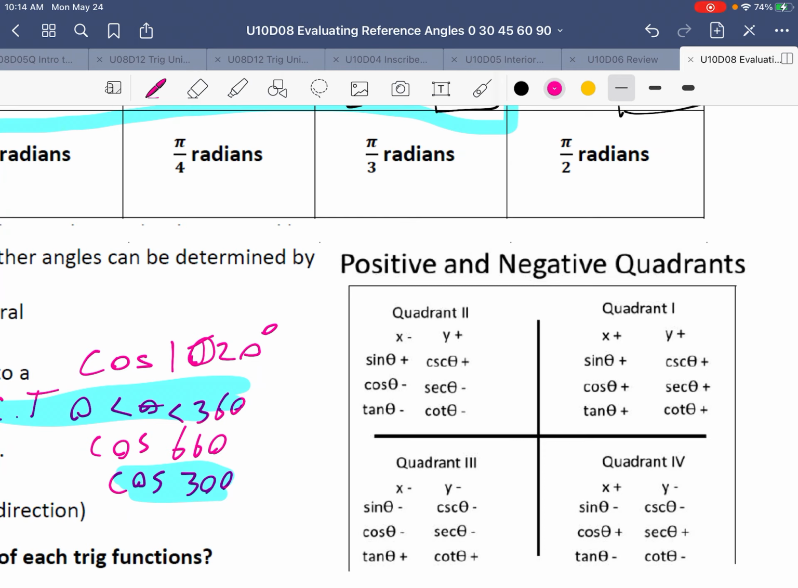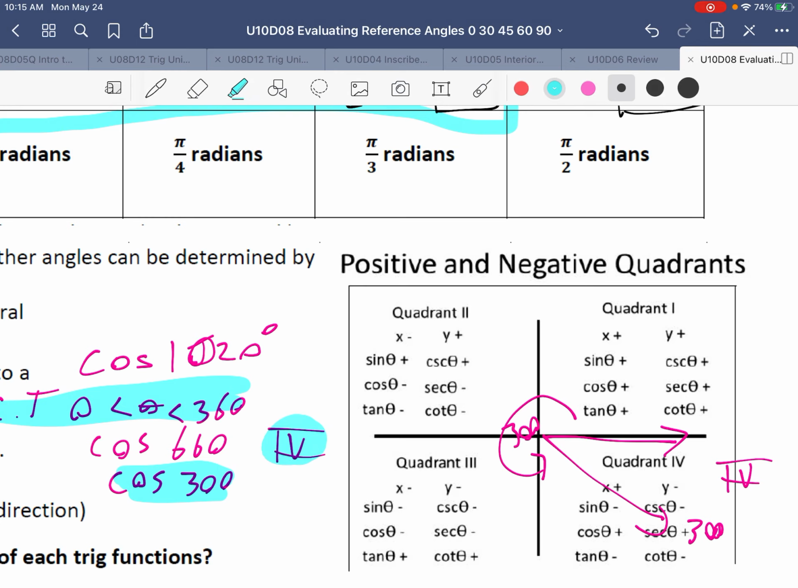Step 2, we are going to sketch its position on the graph and identify the quadrant that it is located in. So this is our initial ray. Our terminal ray is down here at 300, and we are in quadrant 4. So this is 300 degrees, and this is quadrant 4. We have to identify the quadrant we are in. That is important as well.